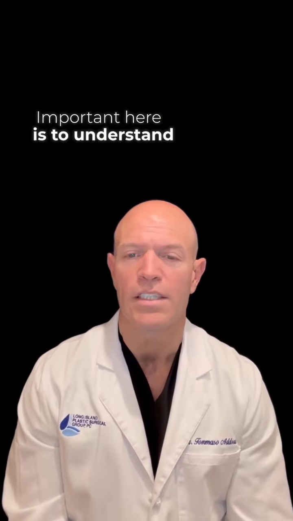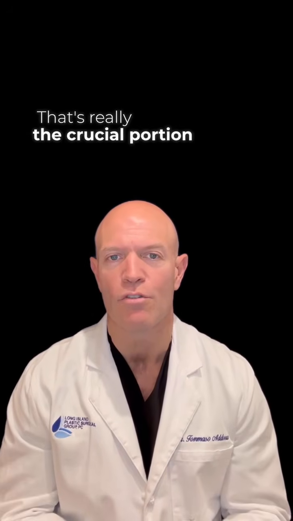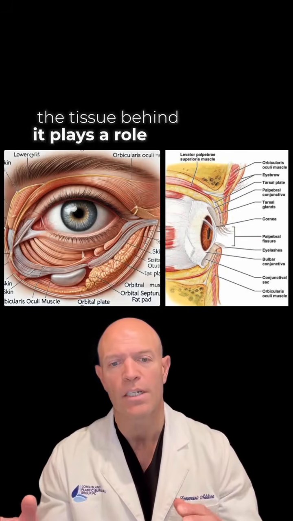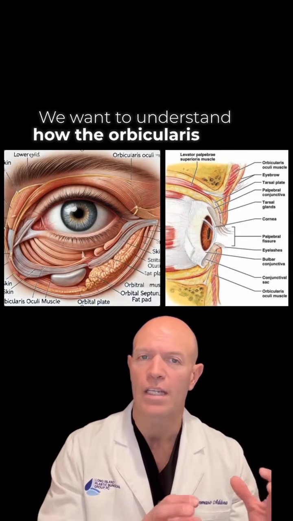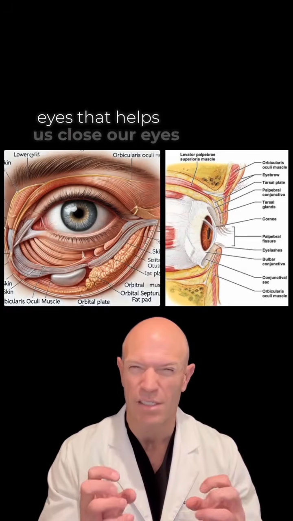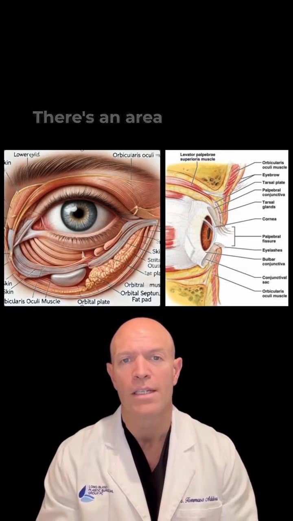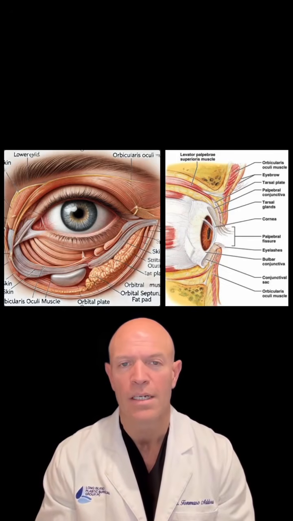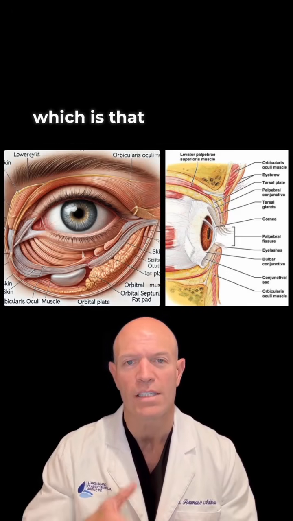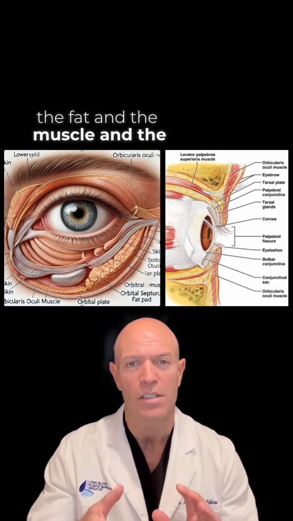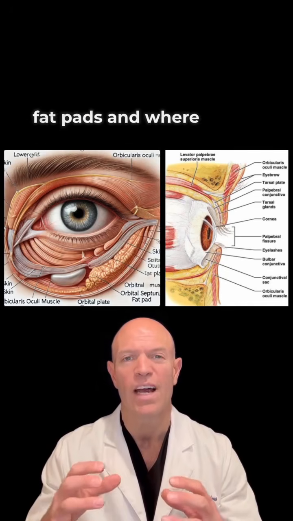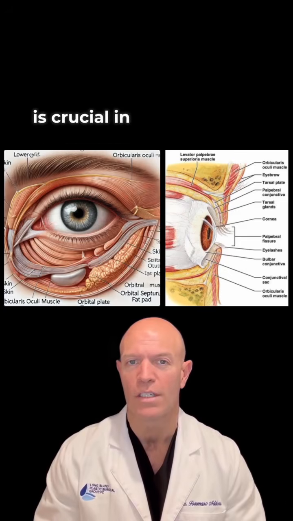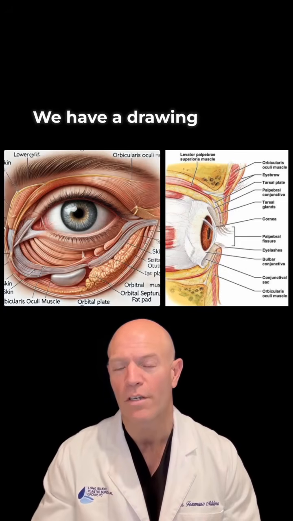Important here is to understand the anatomy of the eyelids. That's really the crucial portion here from the surgeon's end. We want to understand how the skin and the tissue behind it plays a role. We want to understand how the orbicularis, the muscle that goes around the eyes that helps us close our eyes, plays a role. There's an area called the tarsal plate that helps suspend the eyes, almost like a hammock. Then there's our orbital septum, which is that separation between the fat and the muscle and the tissue, as well as the fat pads and where they sit. Understanding that anatomy is crucial in this operation. We have a drawing or a figure behind me.